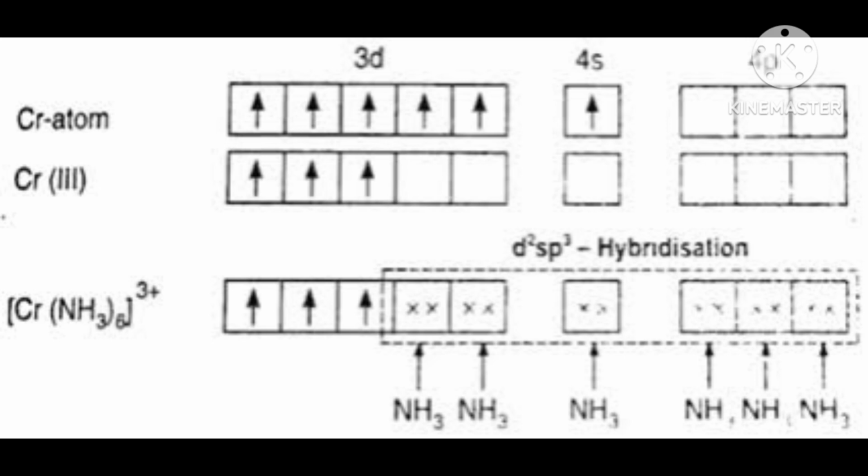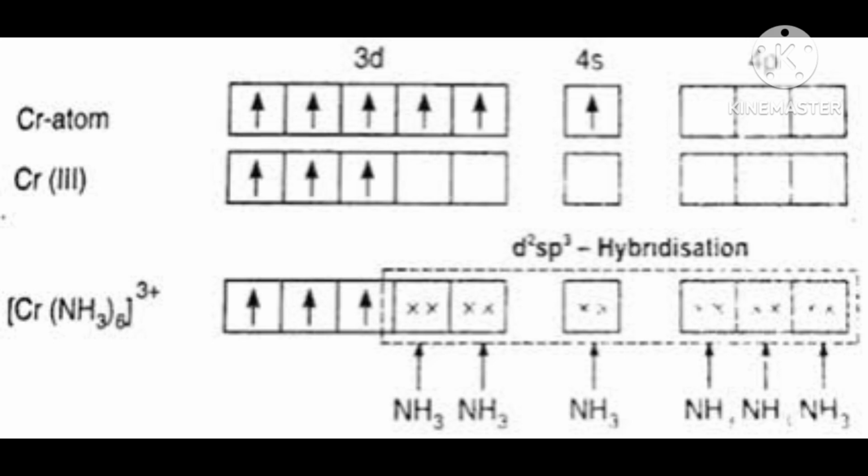Hence finally it became 3 minus. They neutralized 3 plus. The cobalt has lost 3 plus, and then it got an extra 3. That's why it became 3 minus. The complex is 3 minus.